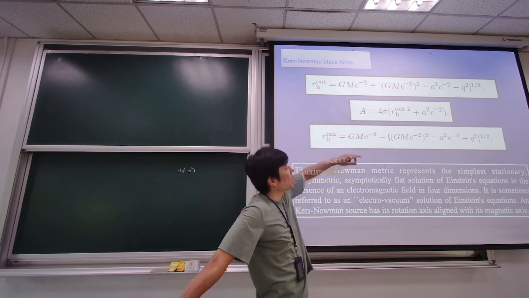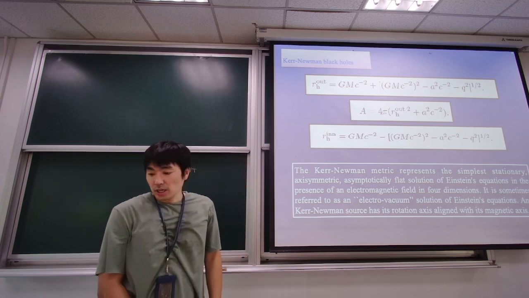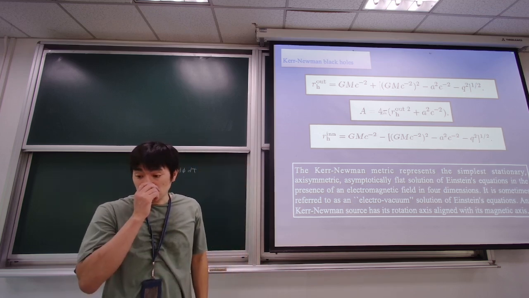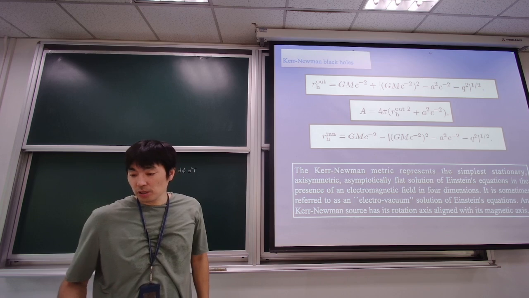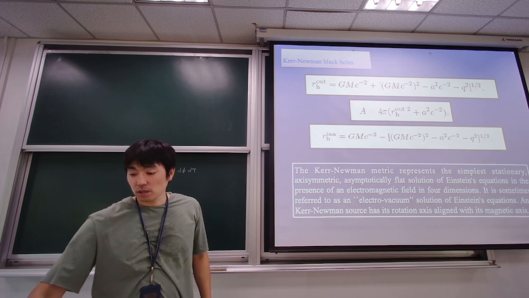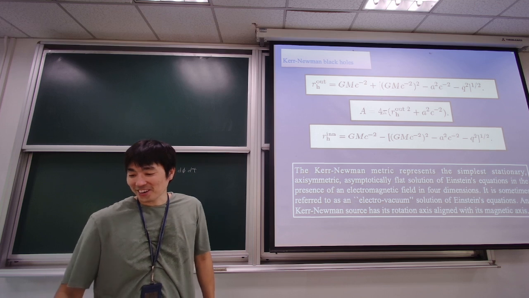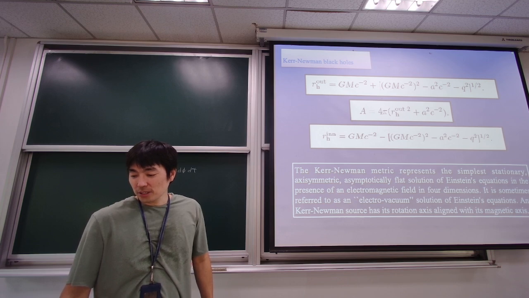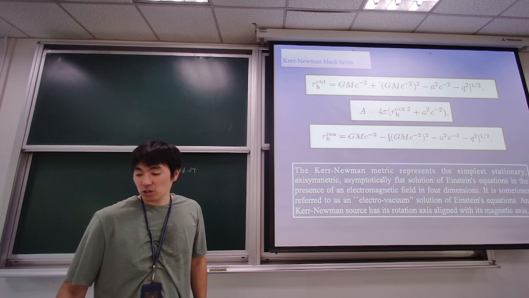A is the, what was that? I think the electromagnetic gauge field, and so on. Area. Oh, sorry, area of the outer horizon, okay. And the Kerr-Newman metric represents the simplest stationary axisymmetric asymptotically flat solution of the Einstein equation in the presence of an electromagnetic field in 4 dimensions.